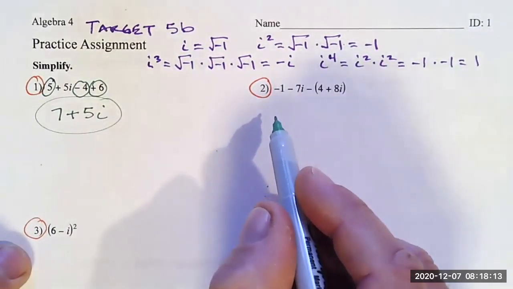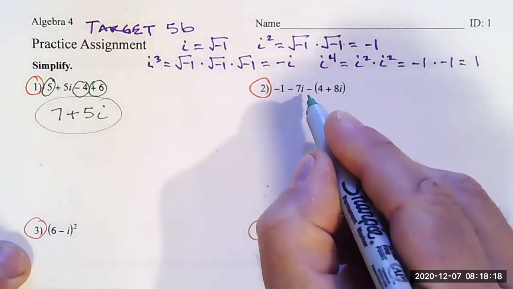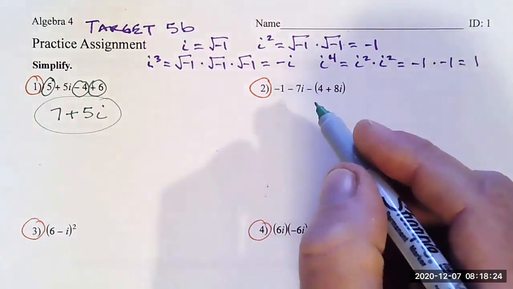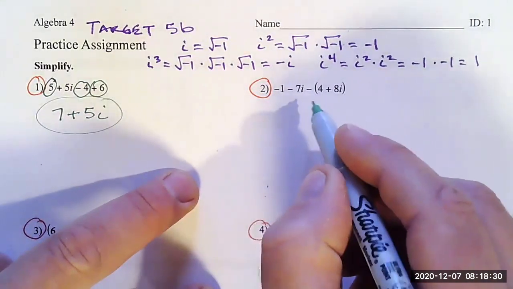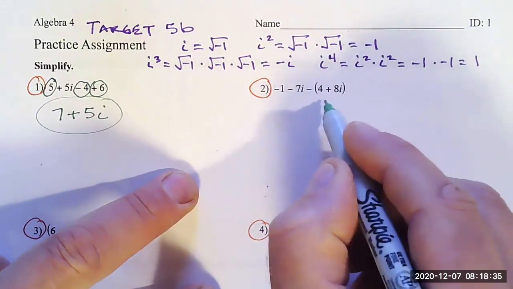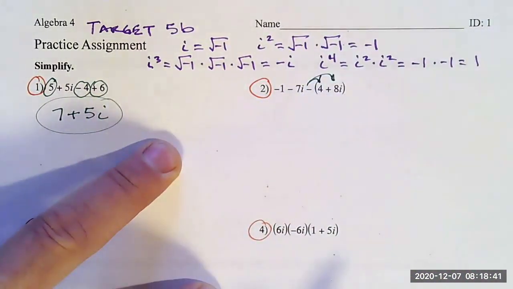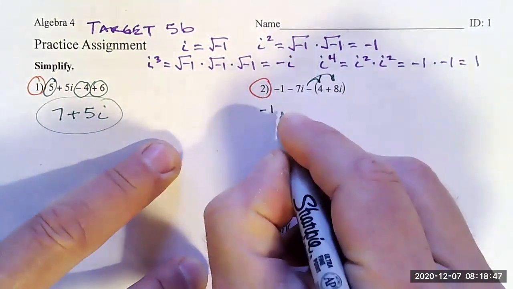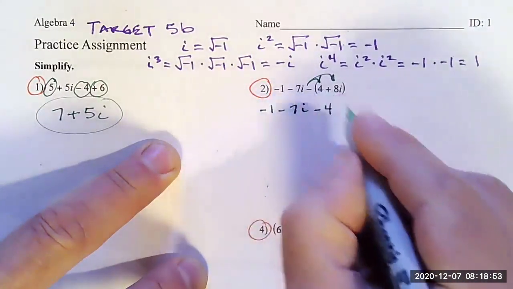Problem number 2, notice we have parentheses. Here is where you need to attend to the sign in front of the parentheses. This is very much like adding and subtracting functions. If you subtract one function from another and the function being subtracted is a binomial or has more than one term, you need to distribute that negative to both the terms inside the parentheses. So we can rewrite this as -1, subtract 7i, subtract 4, and subtract 8i.